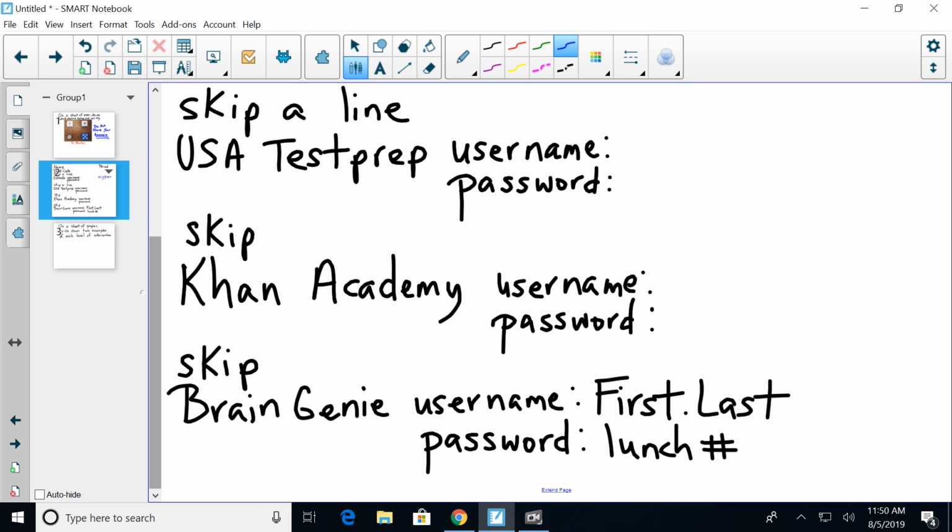Now, beside Brain Genie, I have already told you what your login information is. So don't copy first dot last. Actually write what yours is. Your username will be your first name dot last name minus any symbols that you have in your name. So it's only the letters. If you have a dash in your name, the dash isn't included in your username. If you have an accent or apostrophe, those aren't included either, only the letters. And your password is your lunch number.